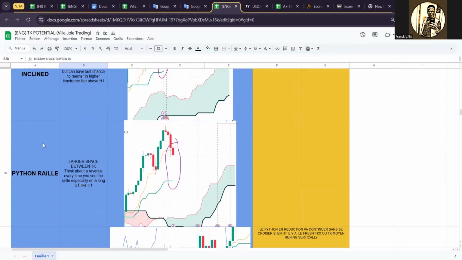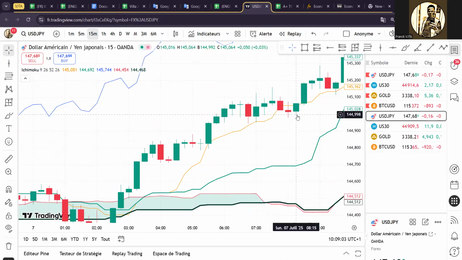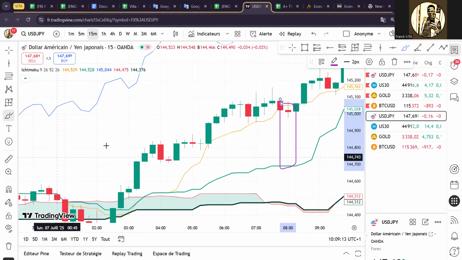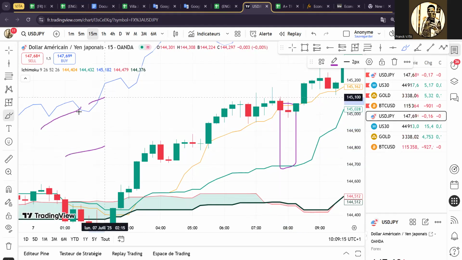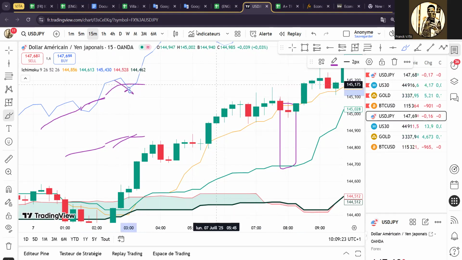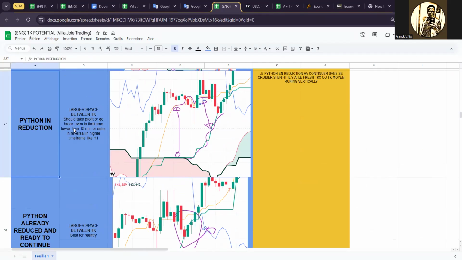And then you have the Python rail. The Python rail is just at this point, just here. The Python rail just means that, okay, we have been moving to the upside with a big space together. Now let us pause a little bit, and then you will start the candle going down with red candles. And then you have the Python in reduction.